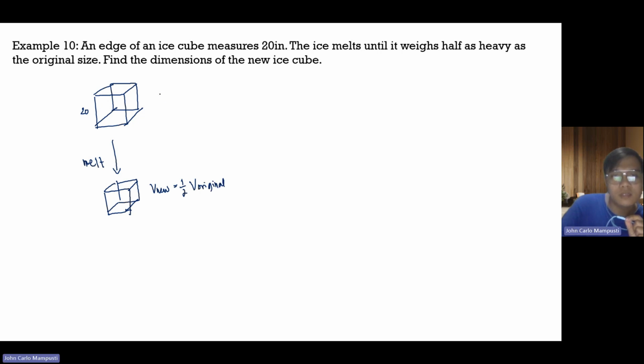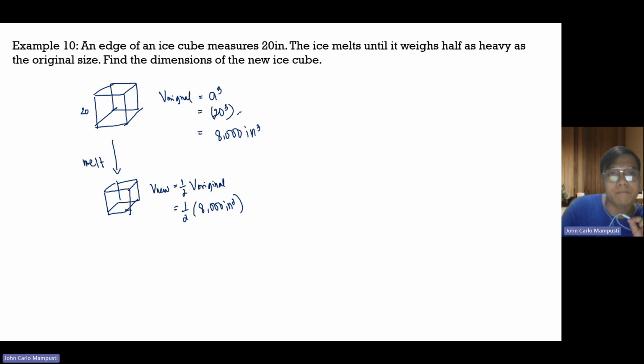Okay? So, yung original natin dito, this is equal to, okay, a cube, no? So, since given yung edge na 20 inches, this is 20 cube. Okay? 20 cube, that is equal to 8,000. So, 8,000 cubic inches. Okay, yung new natin, this is 1/2 times original na 8,000.